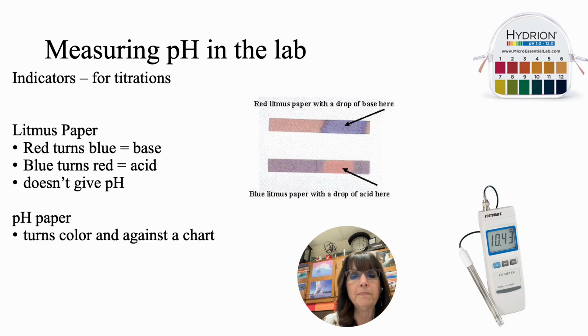pH paper is way better. It turns color and then you use the chart to determine what the pH is. It's not super accurate because sometimes you're like, well, it's kind of between 6 and 7. And by the way, yeah, I went there. I just said 6, 7. Anyway, you can call it 6.5 if you want to.